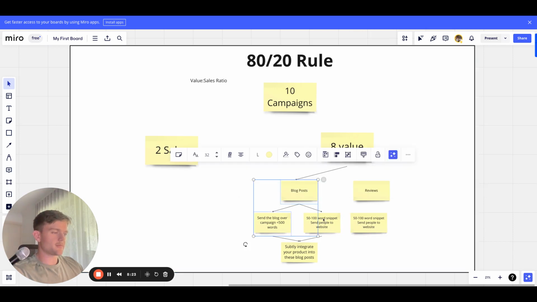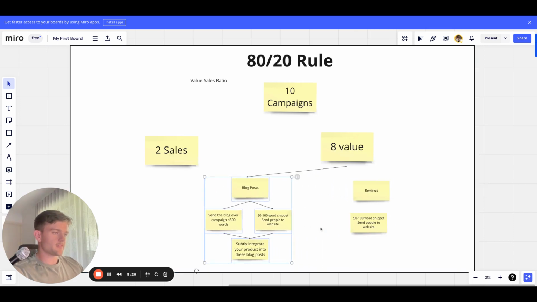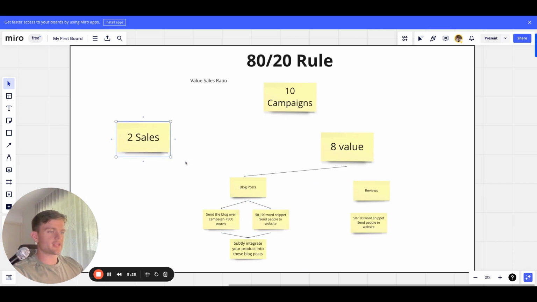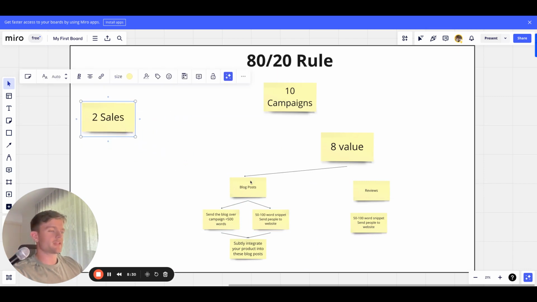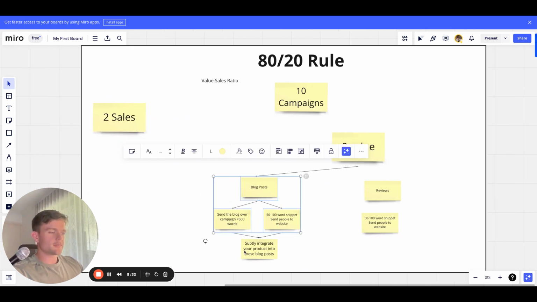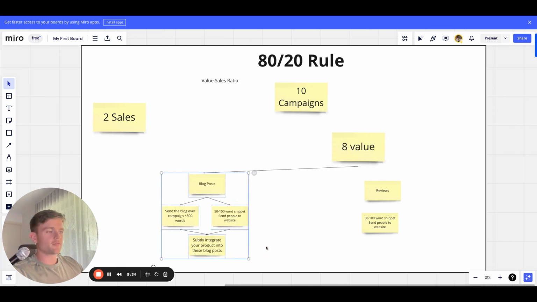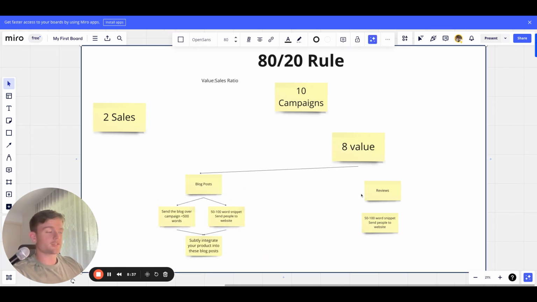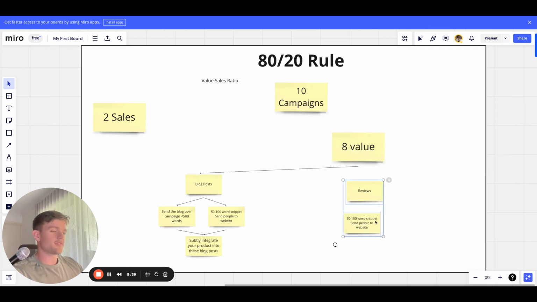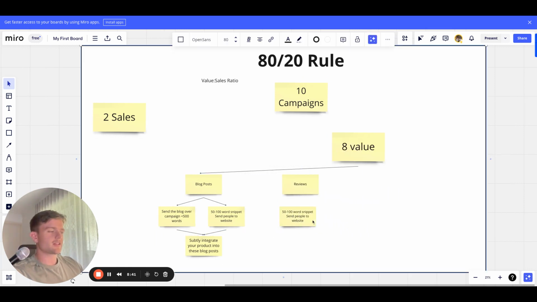How can I lay this out a bit better? Move this over there. We won't talk about the sales campaigns because that's only 20% of our campaign ideas. That's pretty straightforward. Sales campaigns are going to be extremely straightforward. It's just going to be discounts, flash sales, product features, product benefits. This is where you're directly selling the product.